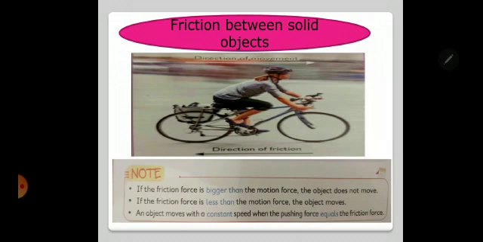An object moves with a constant speed when the pushing force equals the friction force. يعني الباشنج يعني قوة الدفع بتاعة الأوبجكت لو متساوية مع الفريكشن فورس هنلاقي الجسم ده ماشي بكونستنت سبيد، يعني بسرعة متساوية constant.